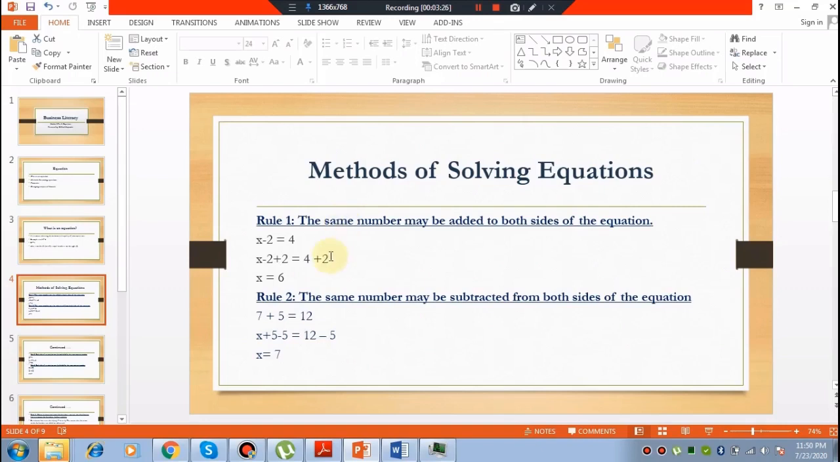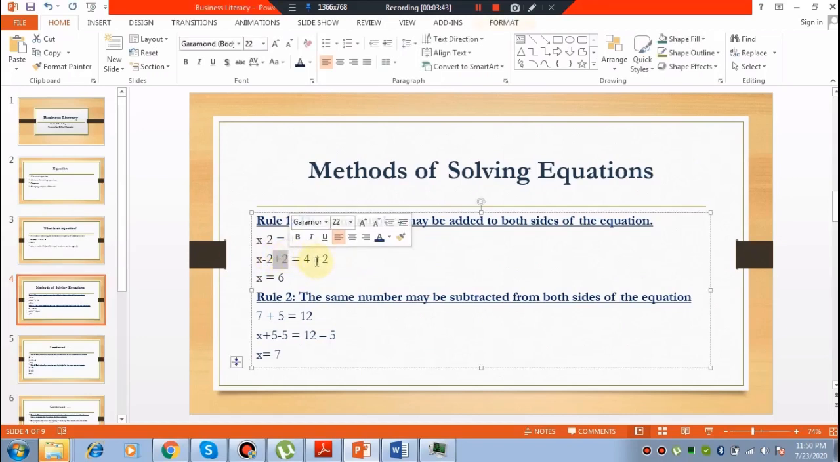So what does rule number 1 say? The same number may be added to both sides of the equation. So x minus 2 is equal to 4. The same number may be added to both sides, so x minus 2 plus 2, and also 4 plus 2.